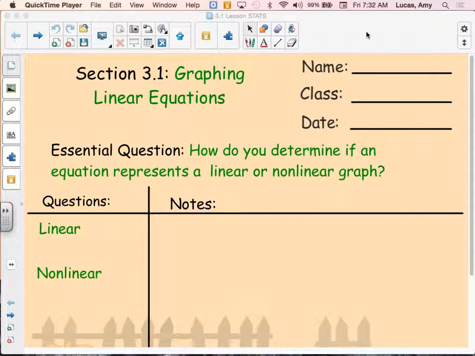Lesson 3.1, Graphing Linear Equations. Our essential question is, how do you determine if an equation represents a linear or nonlinear graph?